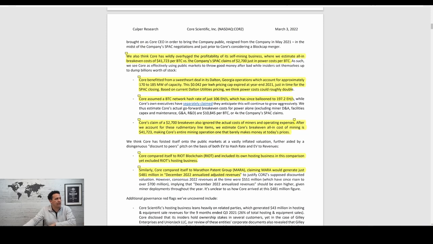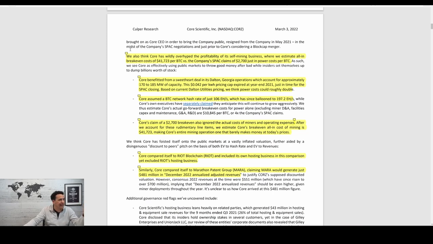We also think that Core has widely overhyped the profitability of its self-mining business, where we estimate all-in break-even cost at $41,723 per BTC versus the company's SPAC claims of $2,700, just in power costs per BTC. As such, we see Core as effectively using public markets to throw good money after bad, while insiders set themselves up to dump billions worth of stock. So we're going to look at these figures.